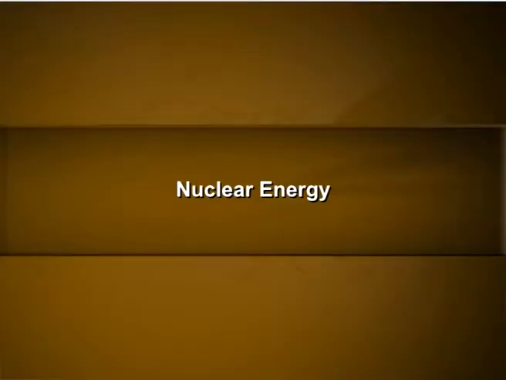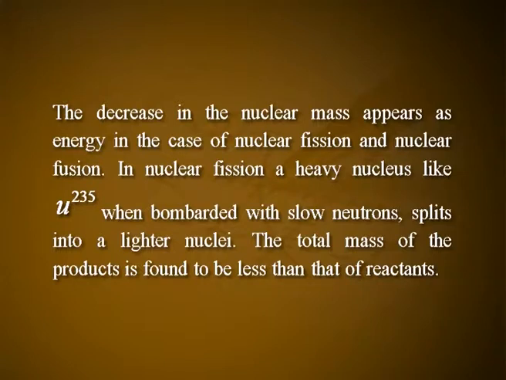Nuclear energy. The decrease in the nuclear mass appears as energy in the case of nuclear fission and nuclear fusion. In nuclear fission, a heavy nucleus like uranium-235, when bombarded with slow neutrons, splits into lighter nuclei. The total mass of the products is found to be less than that of the reactants. If the mass difference is Δm, then it appears as energy in accordance with the equation ΔE = Δmc².